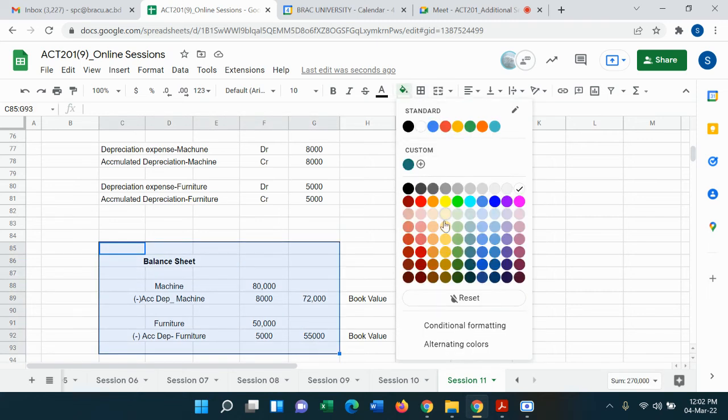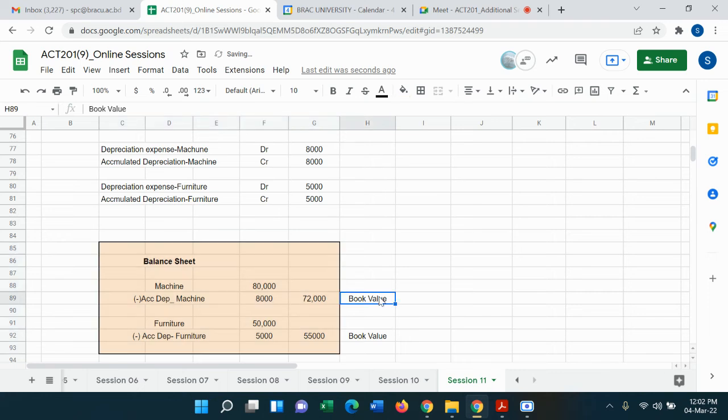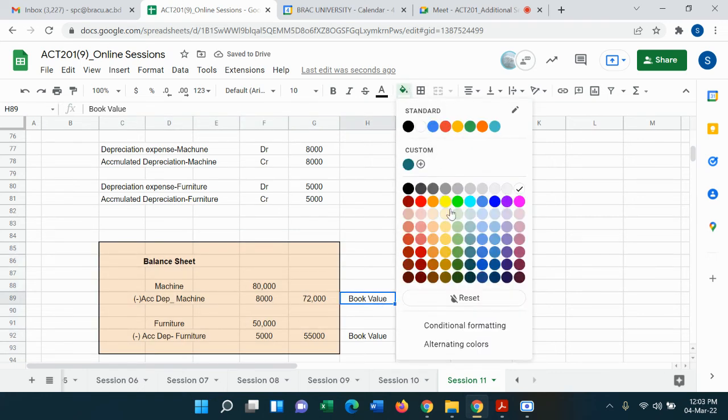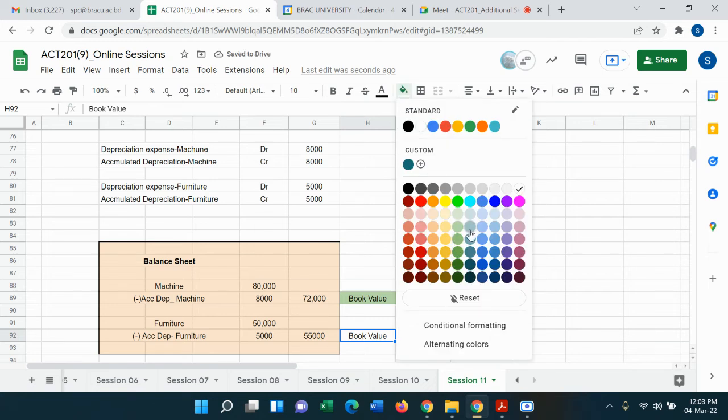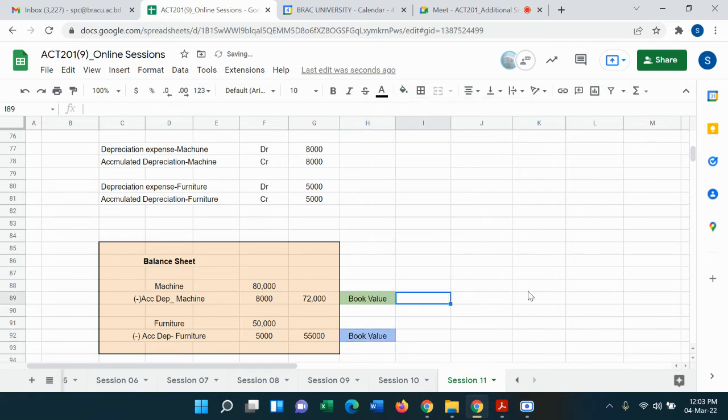Just try to remember that one. We'll work out that issue later on after the meet. You don't have to work out that issue at this moment. Just keep in mind that we will present our fixed asset like that in the formal balance sheet. Is that okay? Whatever we have discussed today.